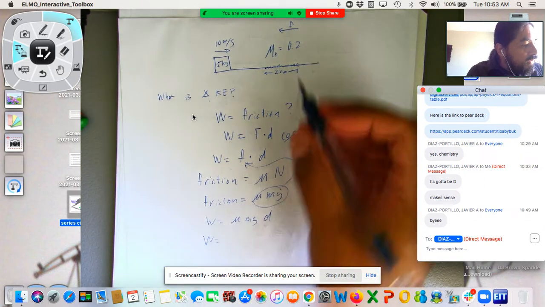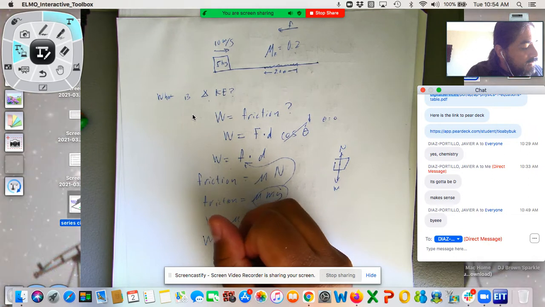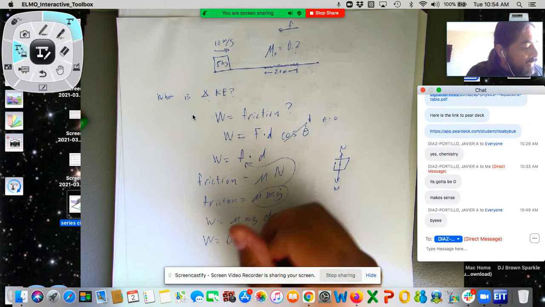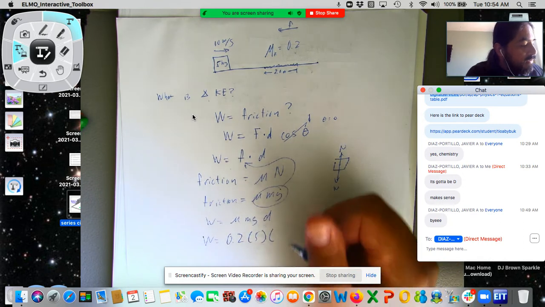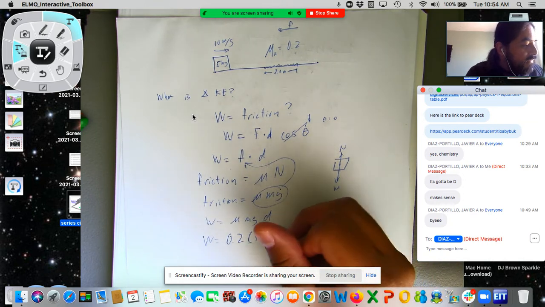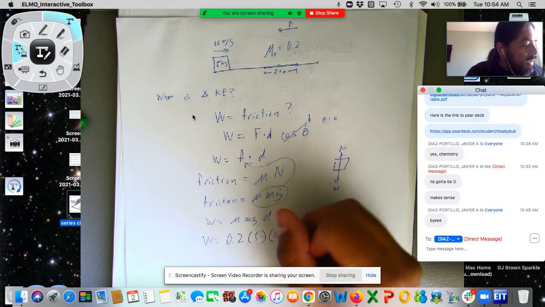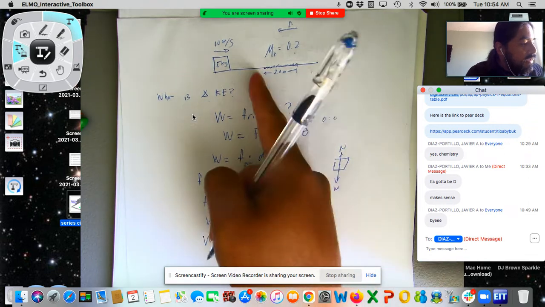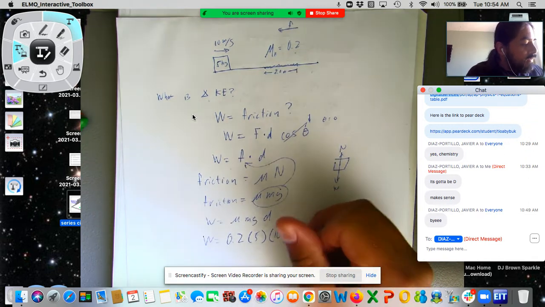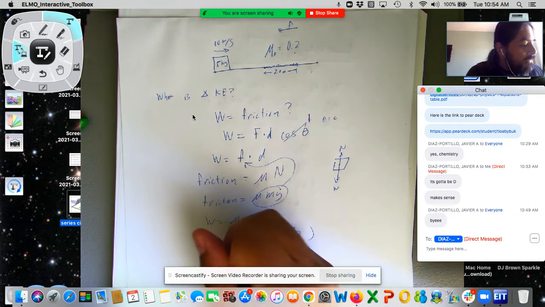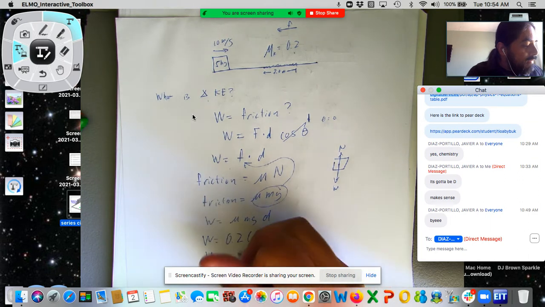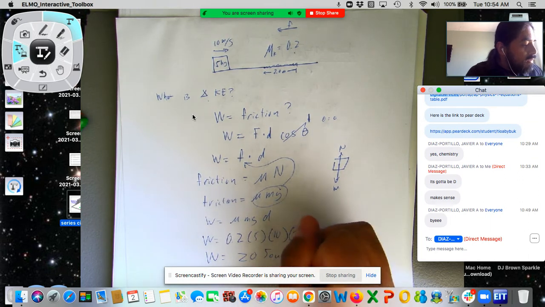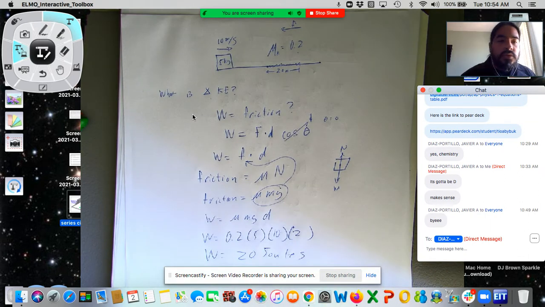The coefficient of kinetic friction is 0.2. Our mass is 5, and I'm going to leave out the units; I hope everybody's okay with that. I used 10 for g, and your displacement in this case is 2 meters, because the work is only being done for 2 meters. So when you plug that in, 50 times 2 is 100, and that's 20 joules. So this thing loses 20 joules of energy due to friction.